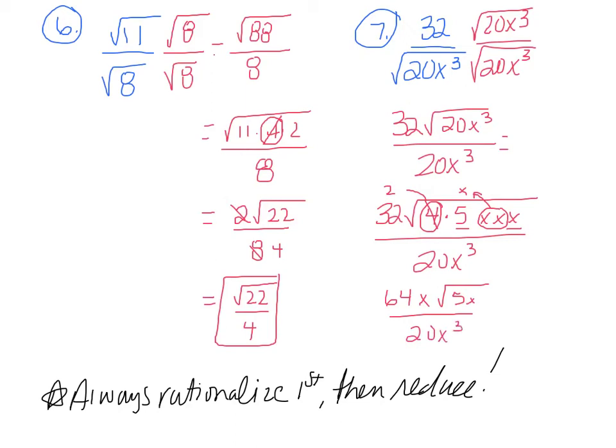So we want to simplify anything that's on the outside. 4 will go into both of those numbers. 4 goes into 20 5 times. 4 goes into 64 16 times. And then we can divide out an x. We can divide out this x right here with one of these down here, so that would be x squared. And then now just rewrite it. So we have 16 radical 5x over 5x squared. And that is your final answer.